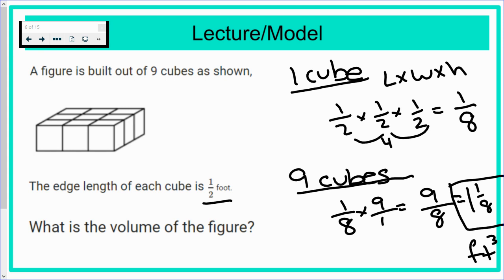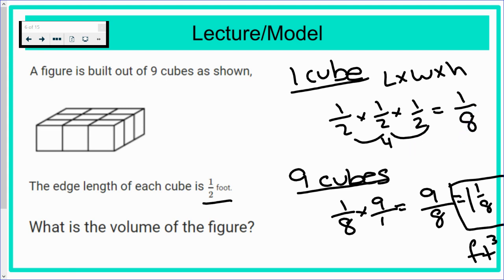So, our volume is length times width times height. That is how we find volume. That is on your formula sheet. Since the edge of each cube is a half a foot, that means the length, width, and height are all the same, because with a cube, all the sides are the same. So 1/2 times 1/2 times 1/2 gives us 1/8, because the top's 1 times 1 times 1 is 1. On the bottom, 2 times 2 is 4, times another 2 is 8.